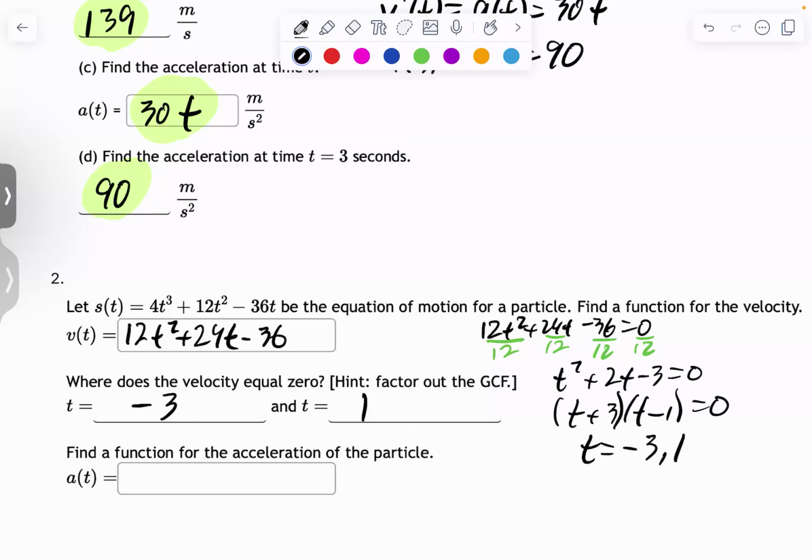Now it says hint, factor out the greatest common factor. What I did was instead of factoring out the 12, I divided through by the 12 because we're going to set it equal to 0. And the acceleration function is going to be 24t. So I'm taking the velocity function up there and taking its derivative with respect to t. So these are our answers.